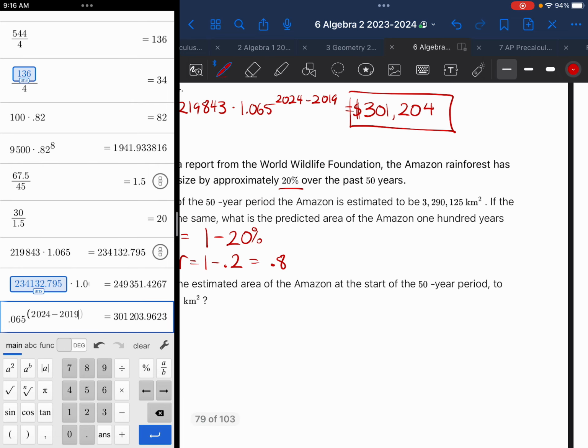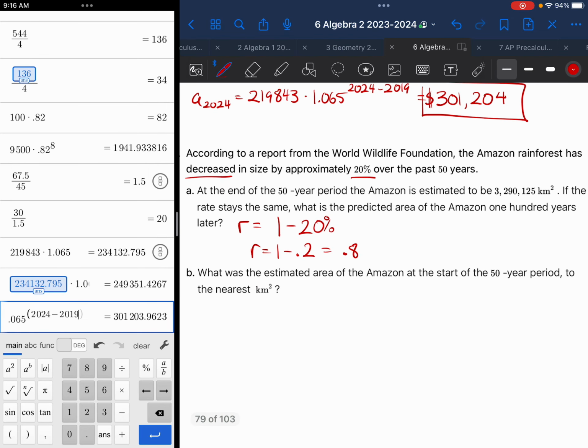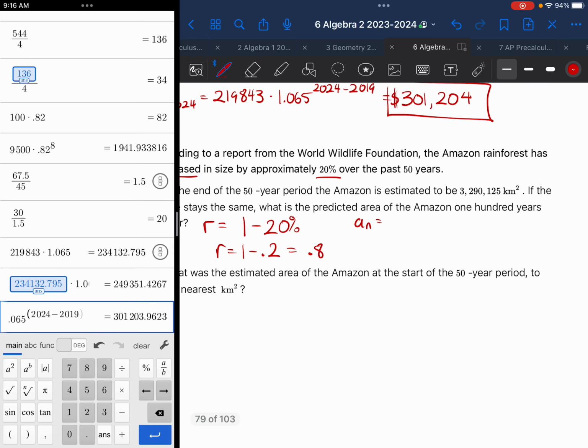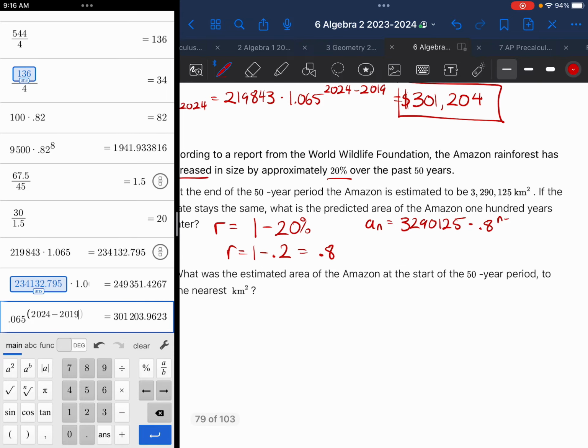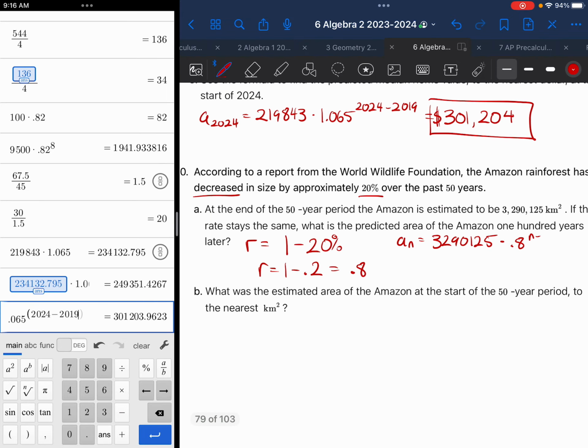And I need to predict 100 years later, which means I'm going to set up an explicit formula. This is going to be my A sub n, and I need some starting amount, and we have a starting amount right here. So this is going to be plugged in first. I'm going to say 3,290,125, and this is going to be multiplied by my common ratio of 0.8, and this is going to be to the power of n minus, okay, well, what year is this?